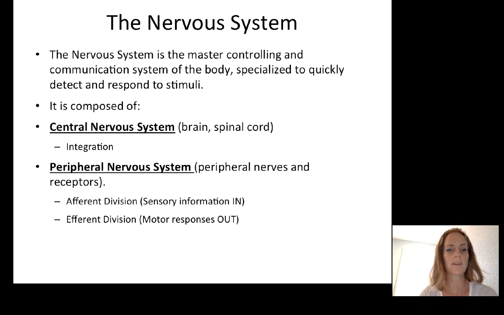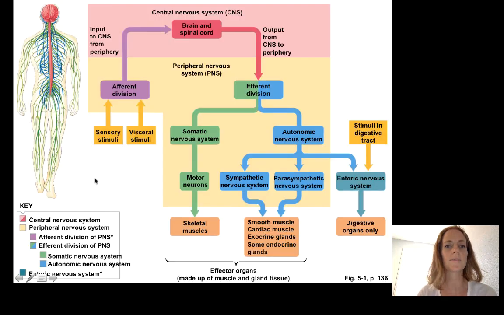So the nervous system is composed of the central nervous system, which is the brain and the spinal cord, and the peripheral nervous system, which are the peripheral nerves and receptors. Overall, when we look at where we are in terms of the overall picture of the nervous system, we're going to talk a lot today about the sensory stimuli through the afferent pathways, or the pathways that are entering the brain and the spinal cord. We will have a separate lecture then on the brain and the spinal cord, and a separate lecture on the efferent pathways or the motor pathways.